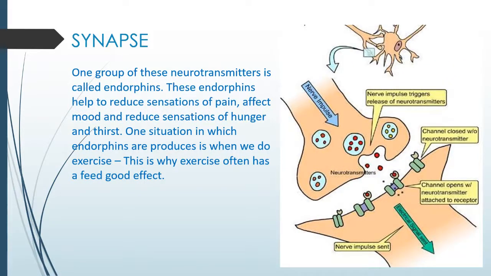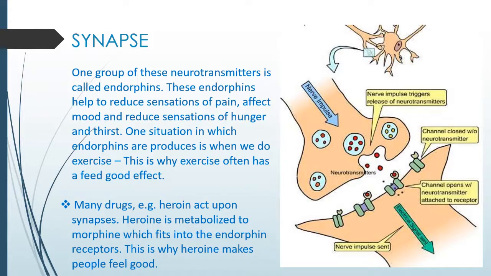One group of these neurotransmitters is called endorphins. Now, many times when we exercise, we get that feel-good effect, right? This feel-good effect is because of these endorphins. These endorphins help to reduce the sensation of pain. They also affect the mood, and they reduce sensations of hunger and thirst. One situation in which endorphins are produced is when we exercise, and that is why exercise often has a feel-good effect.